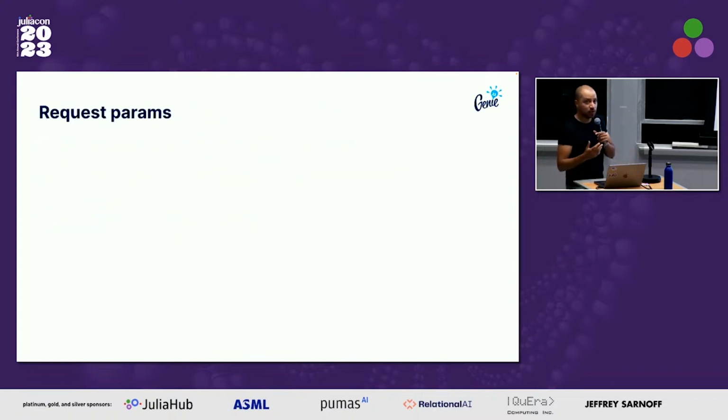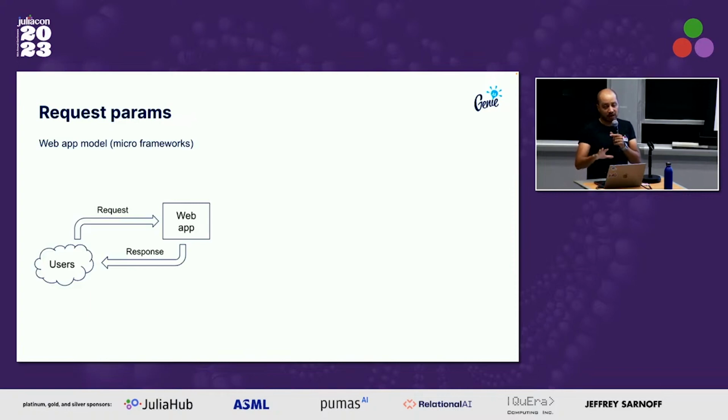Now, in our aim to improve Genie for this new version, we have deeply refactored some parts of the code. And the most important of this is the request parameters object, which I will explain over the next few slides.